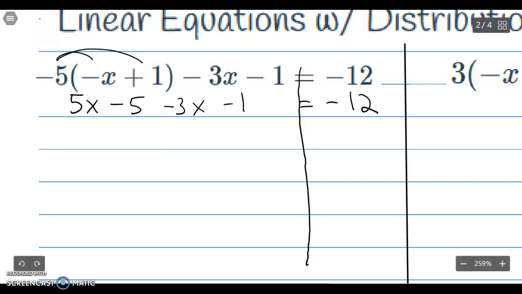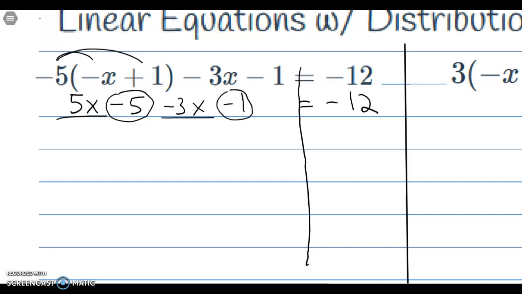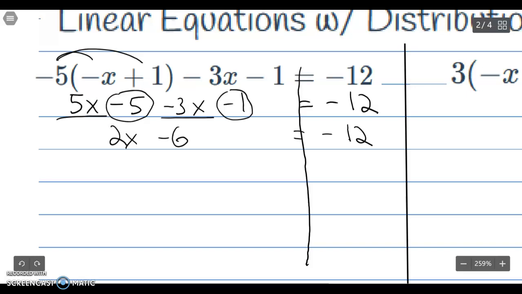Okay, so let me show you what you do. We're going to collect like terms. First, I'm going to indicate which one is which. So I've got the 5x here, negative 3x, and I've got a negative 5 here and a negative 1 here. I'm going to combine them. 5 plus a negative 3, different signs, find the difference. So 5 minus 3 is 2x. Negative and negative, same sign, find the sum, add those together, and you should get negative 6. So you've got negative 6 is equal to negative 12.